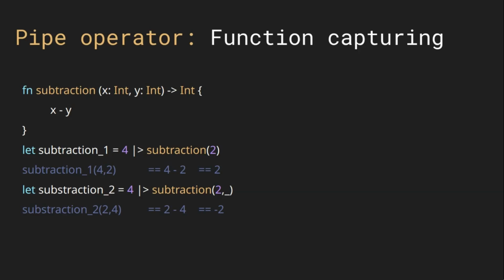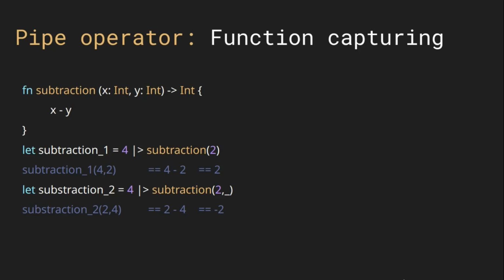For example, let's say that you want to pipe a value to a subtraction. In the first example, you take a 4 and you pipe it, and by default, the 4 is placed as the first argument. But in the second example, when we use an underscore, we capture the value in the second place.